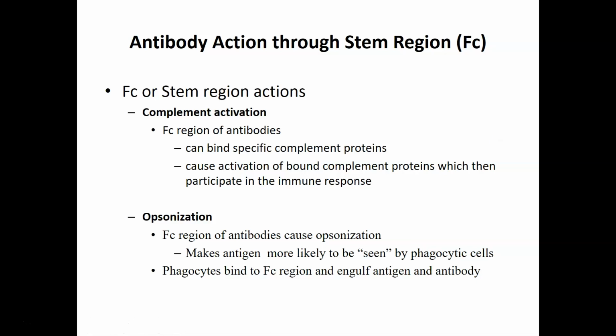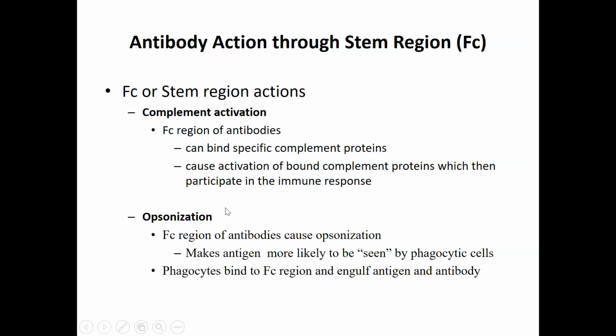If you remember back to the innate immunity, complement proteins are present in the bloodstream. They circulate in inactive form. If they're activated, then they're very effective at eliminating or battling bacterial infections. So complement activation can happen through an antibody binding to an antigen and the complement proteins binding to the stem region of the antibody.